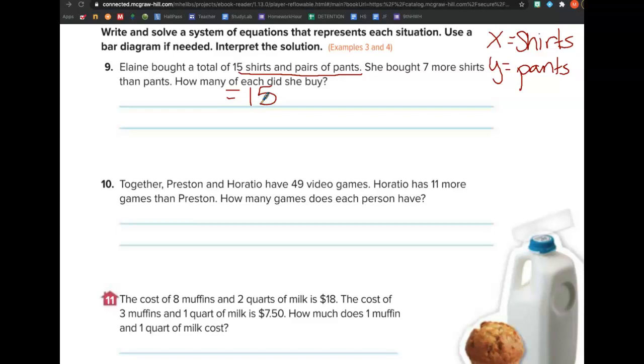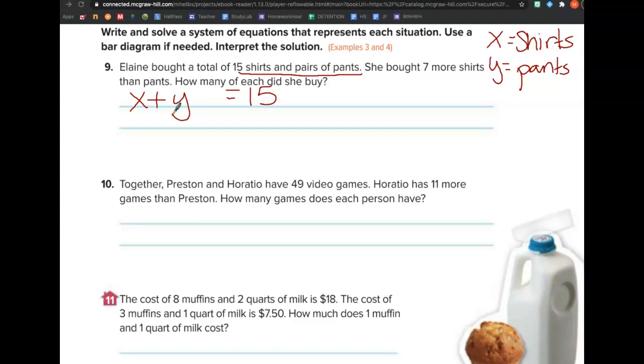I bought shirts and pants. How many shirts did I buy? We don't know, right? Because what does x represent? Shirts. So how many shirts did I buy? X. Plus, how many pants did I buy? So the number of shirts I bought plus the number of pants I bought gives me a total of 15. So that's your first equation.